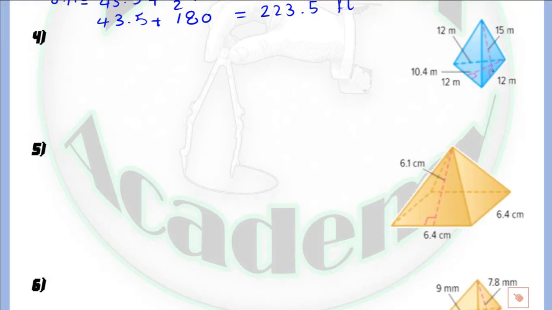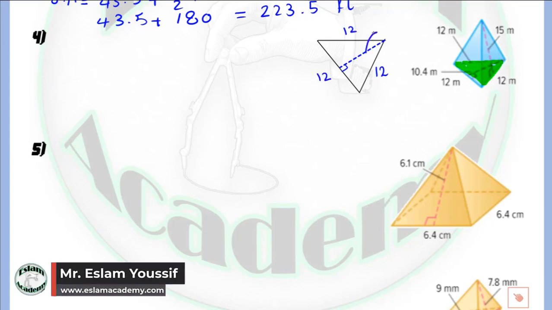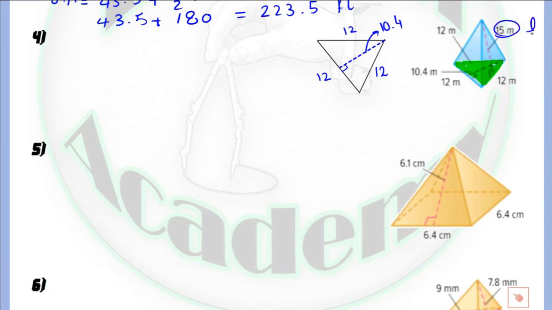In question number 4, we need to find the surface area of the pyramid. The pyramid now has a base that is a triangle. So we need to identify the base. The side length of the triangle equals 12, and the second side also is equal to 12. The third side is equal to 12, and the height is 10.4. That will be the height of the triangle. 15 will be the slant height.